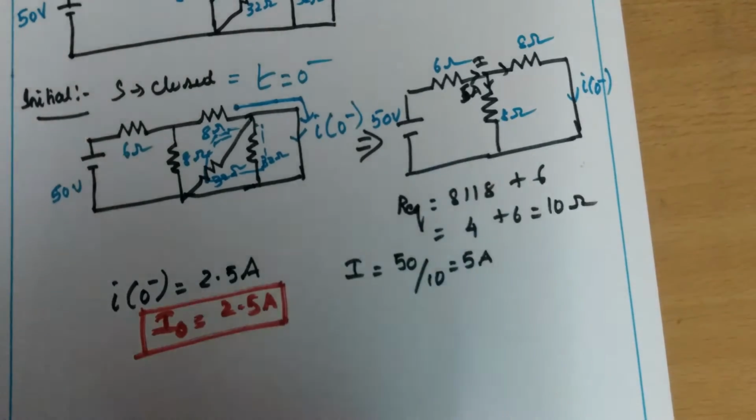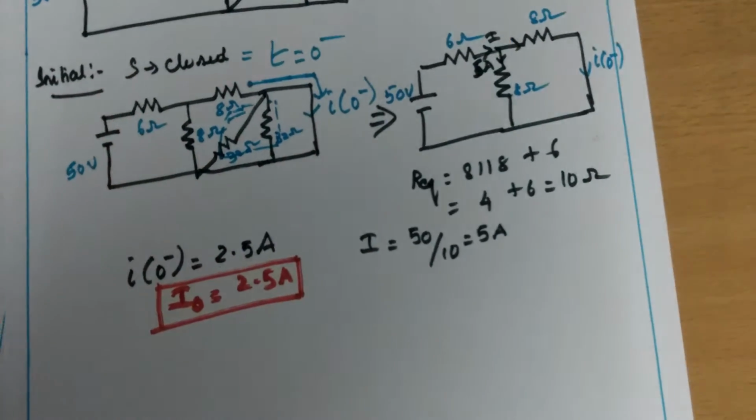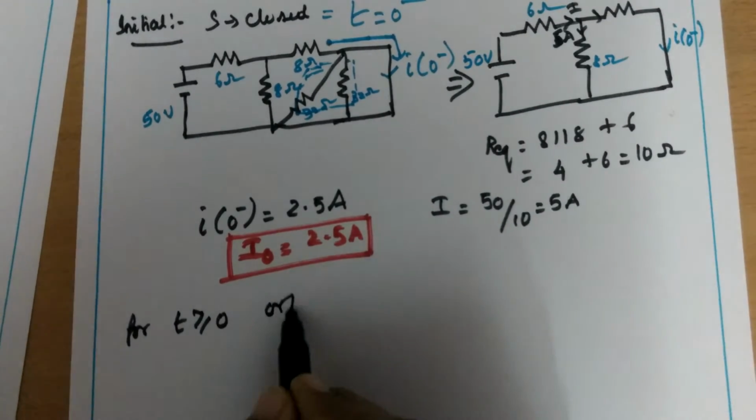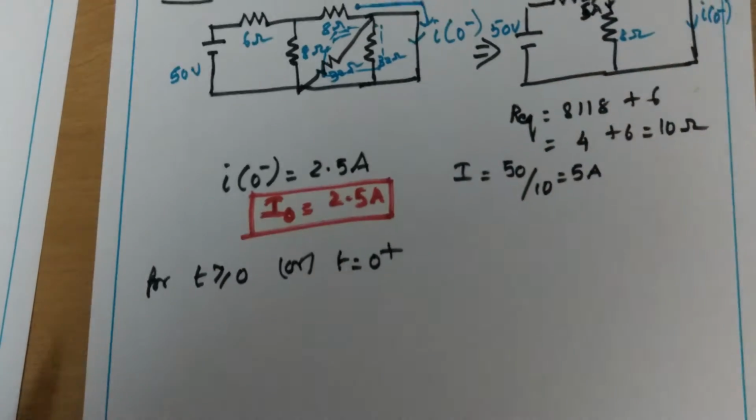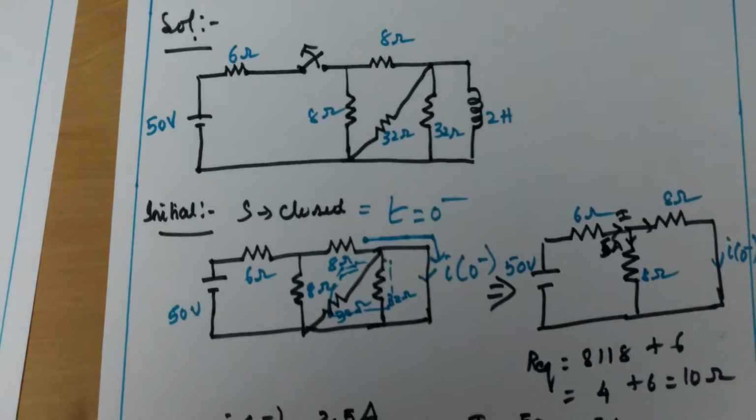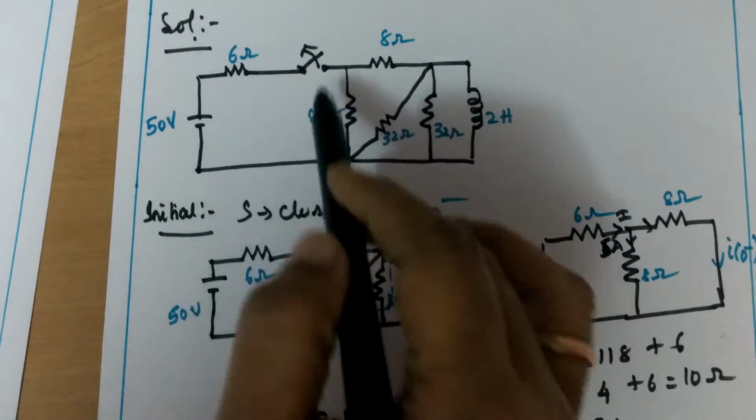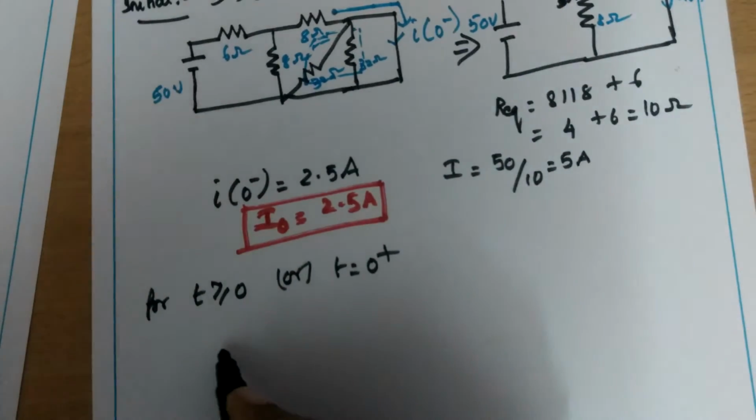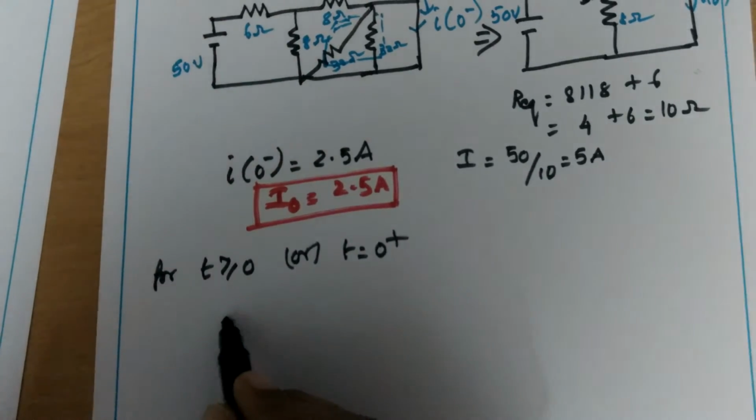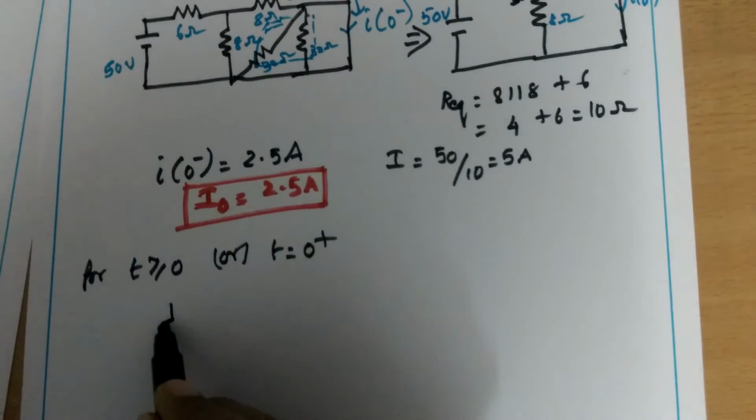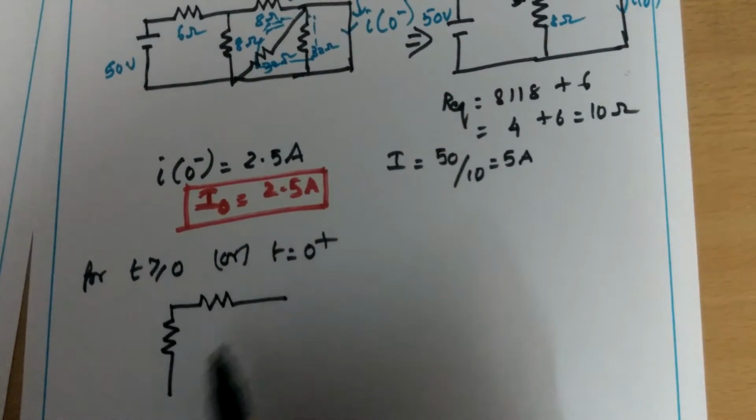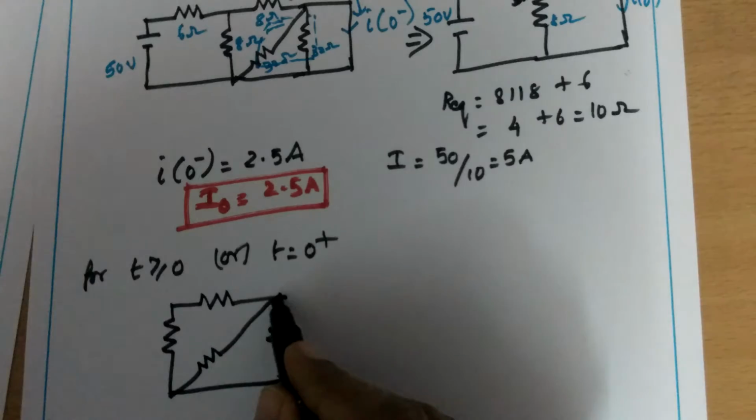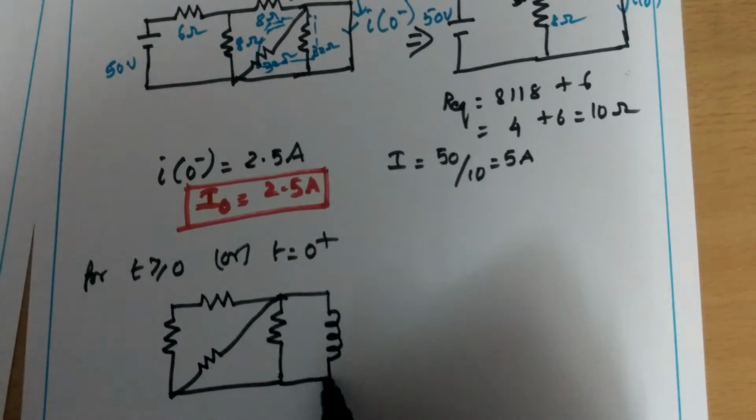Now we will find the current through the inductor for t greater than or equal to 0. For t greater than or equal to 0, or t equal to 0 plus, the switch is going to be opened. When the switch is opened, the circuit will become like this: this part we can remove and only this part of the circuit will be there. So we can redraw the circuit. It will have a resistance, and here also a resistance, and here also a resistance. Here is the inductance, and we have to find the current through the inductor.